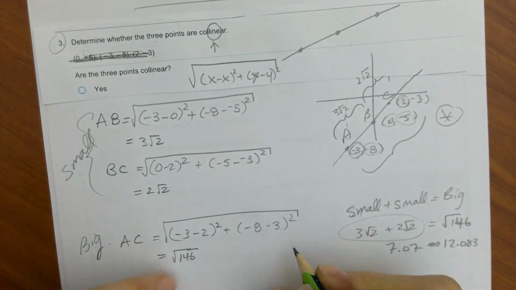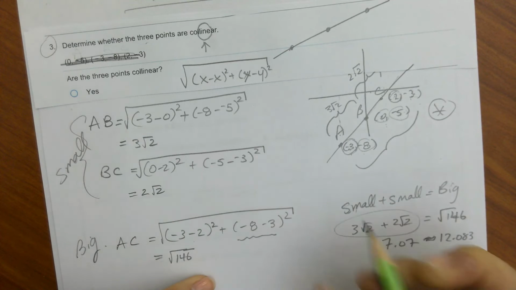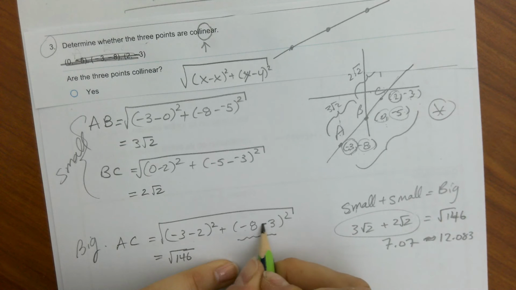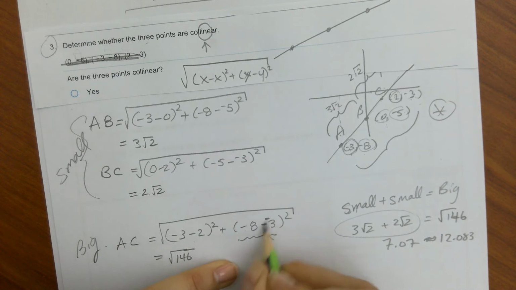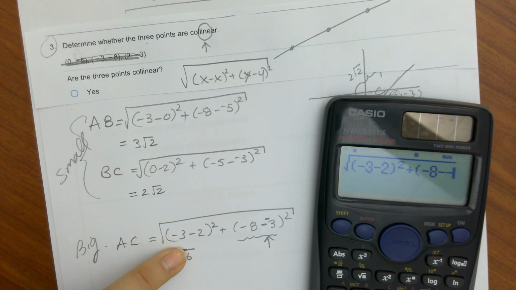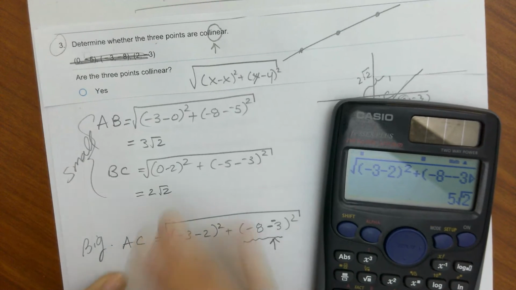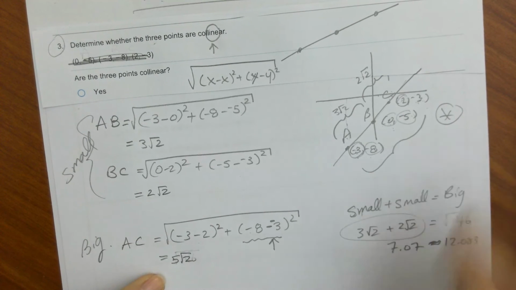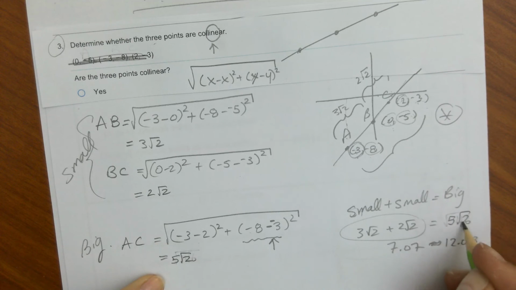Guys, I did a little mistake. See the negatives here? It should be negative 8 subtract negative 3. So even the teacher loses negatives. Ugh, too many negatives. You have to be careful. So negative 3 subtract 2 squared plus negative 8 subtract negative 3, 5 root 2. Okay. So this, the big one, is 5 root 2.